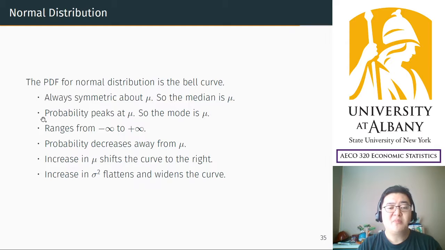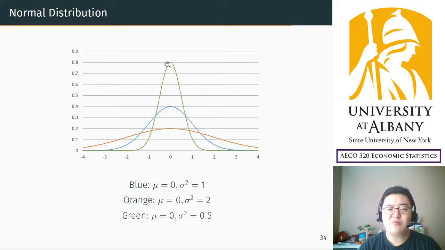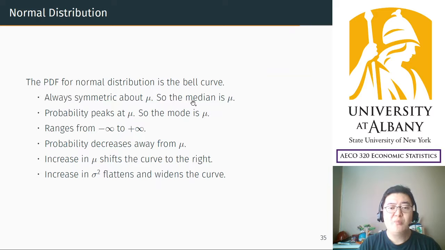And second, the probability peaks at the mean. The highest probability is where the mean is. So the mean is the mode. If you remember how we define the mode, the mode is the highest point. It's always the mean. So the mean, the median, and the mode are the same in this case.